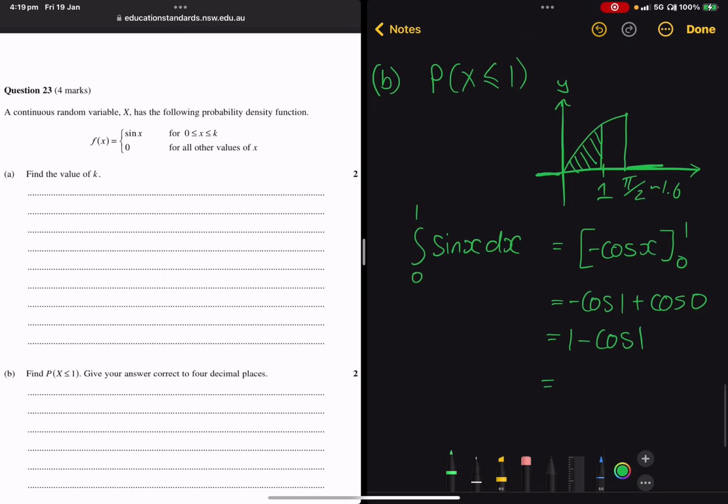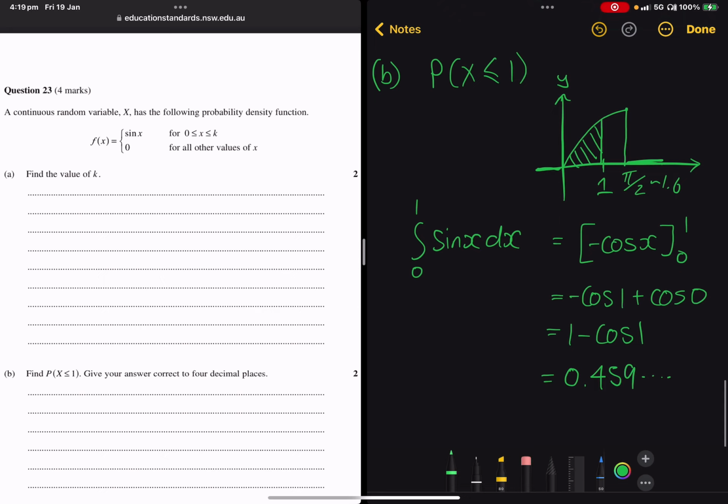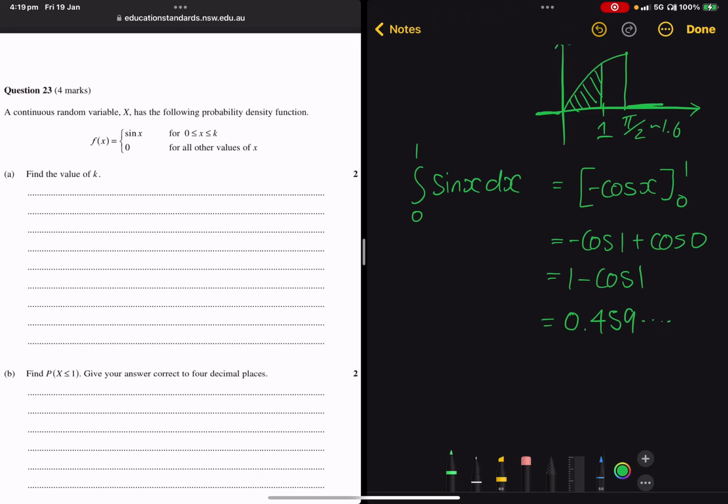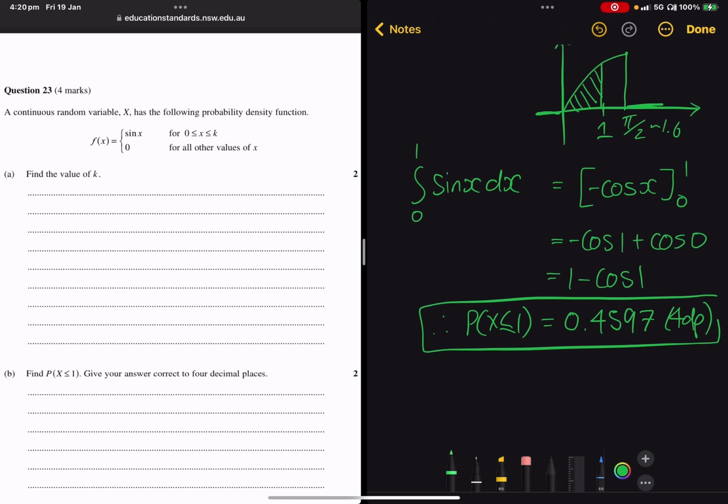You can then put this into your calculator. Cosine of 1 is not necessarily going to nicely evaluate, so we can just compute this with a calculator. This will give us 0.459 and so on. It says 4 decimal places, so 459, and the additional decimal place is 7. So when we round this, this will be 0.4597 to 4 decimal places. And this is the answer. This is the probability that x is less than or equal to 1 in this particular case.